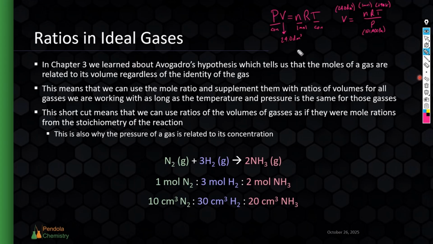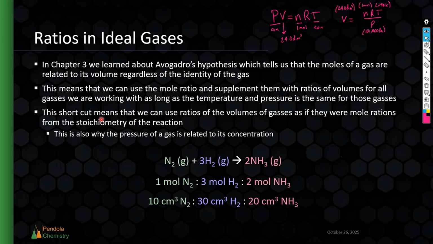That's where Avogadro's law, Avogadro's hypothesis, comes from. Because of the ideal gas laws, 1 mole of a gas will occupy 25 cubic decimeters under room temperature and pressure, because that makes the pressure, the temperature, and the moles constant in this equation. That means we can use the mole ratio and substitute it for volume ratios whenever we're doing math with ideal gases. So in short, what does this mean?